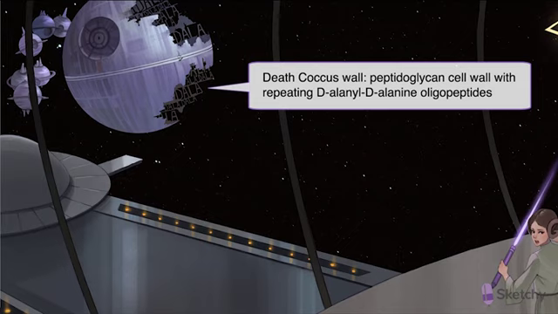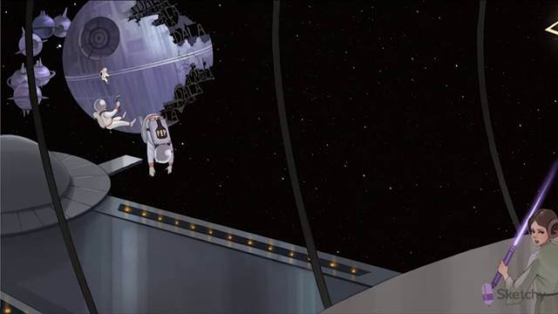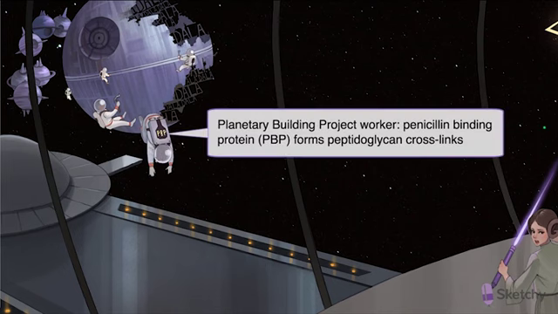Penicillin binding proteins, or PBPs, remove the terminal alanine in the process of forming crosslinks between peptides. So PBPs are, in essence, construction workers, represented here by these space workers building the wall of the Death Coccus, part of the planetary building project, of course.